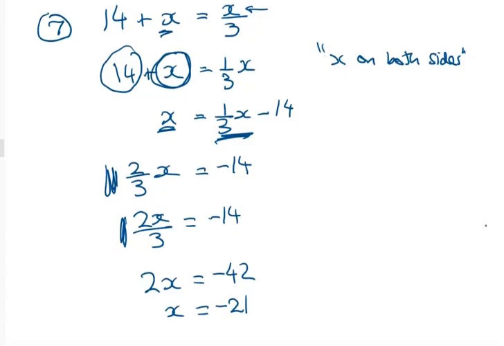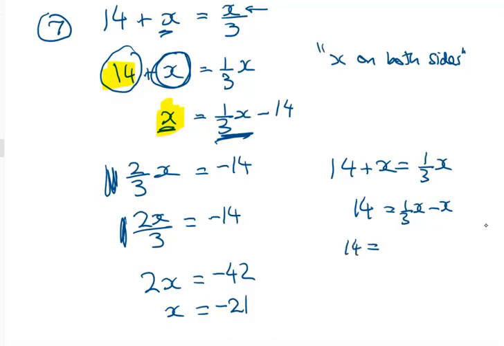So I just want you to be really confident that you can choose, right? Here, I said that I was going to subtract the 14 from both sides, and so we ended up with x equals blah, blah, blah. But I could have done it the other way around. I could have left the 14. I'm going to do it that way now to show you that. So we'd go 14 plus x is equal to 1/3 x. 14 is equal to 1/3 x minus x.